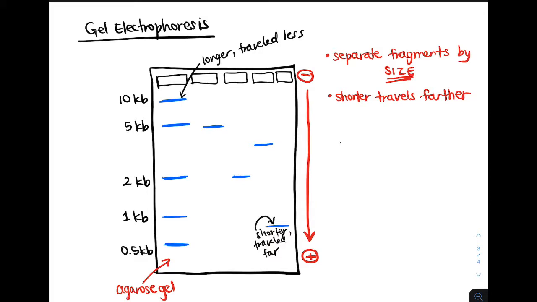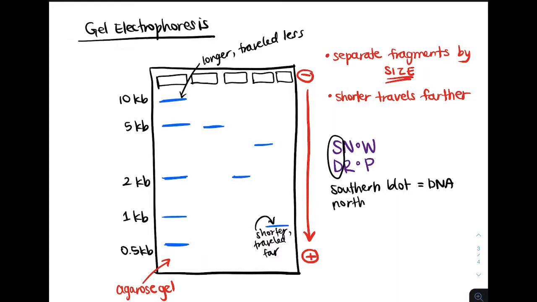Separating molecules in a gel and staining them is called blotting, so one acronym that will be helpful is SNOWDROP. A gel electrophoresis done with DNA is called Southern blotting. Northern blotting is for RNA, and Western blotting is with protein.